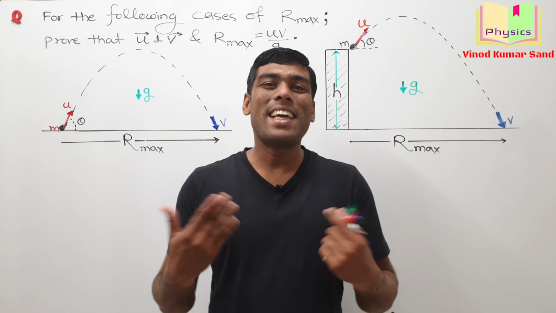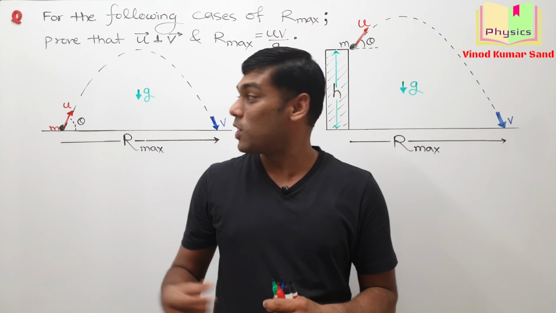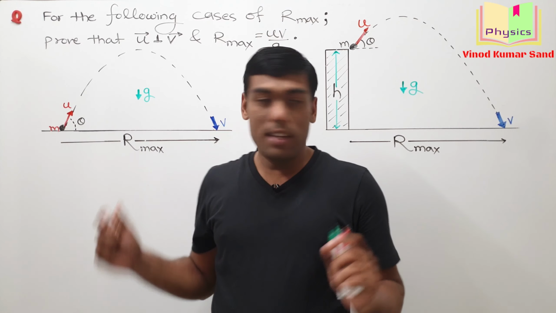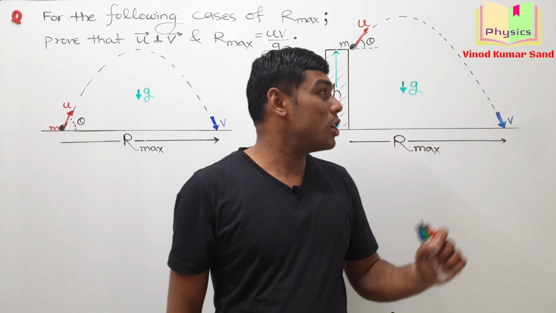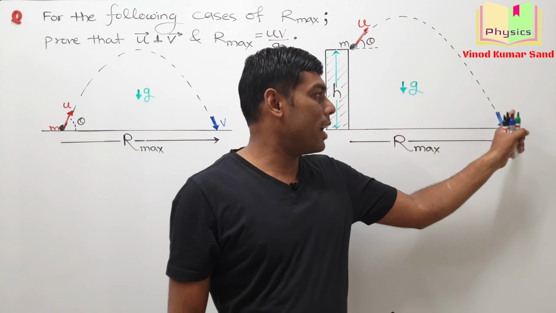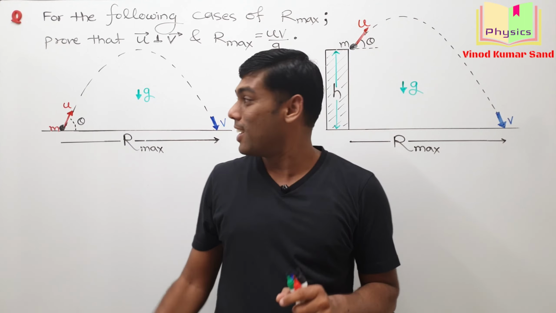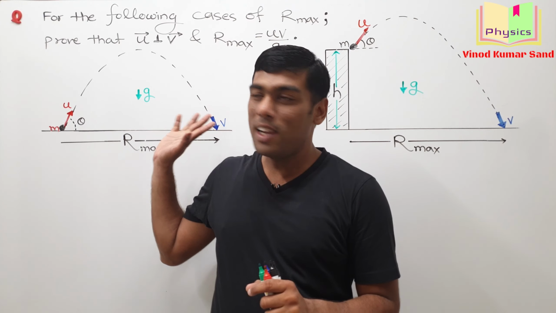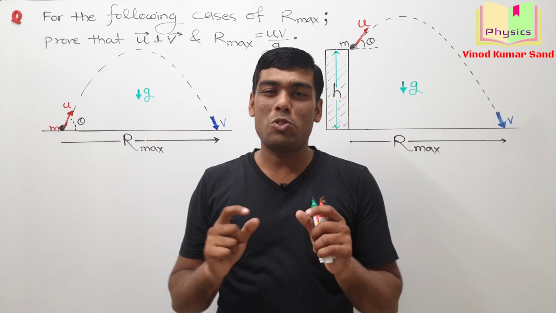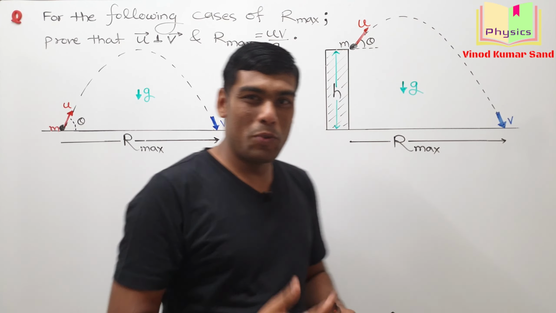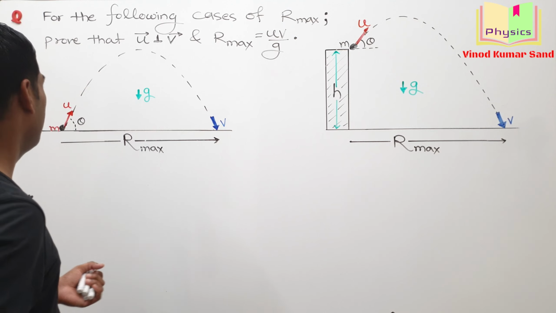Hello everyone, here we have one interesting question. For these two cases, when the particle achieves the maximum horizontal range, the initial velocity and the final velocity will be perpendicular to each other. Valid for this case also as well. And the maximum range will have the formula uv by g. I am proving it, just pay attention.